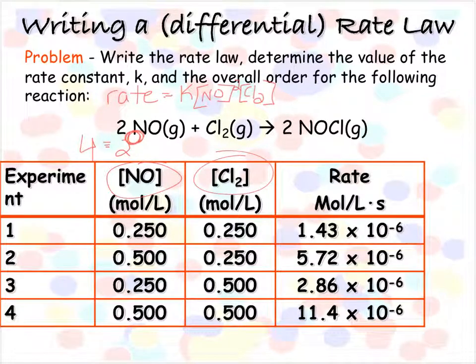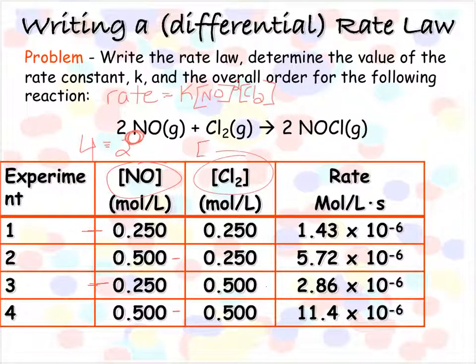So to look at CL2, you've got to hold NO the same. Okay, so looking at this data, hopefully you see that 1 and 3 are being held the same and the 2 and 4 are held the same. So I can do either. I'm going to go with 1 and 3. So looking over at CL2 now, we see that from 1 to 3, CL2 doubled, right? Okay, so I'm going to go over here.